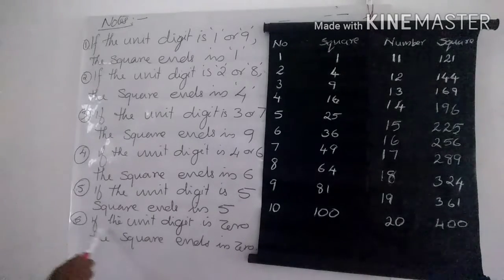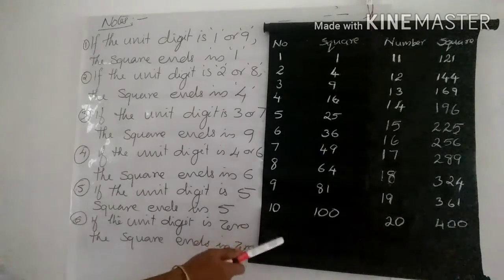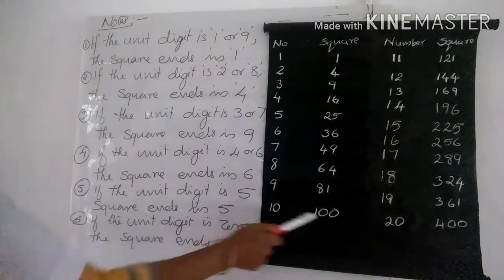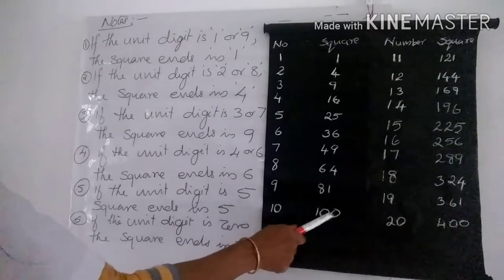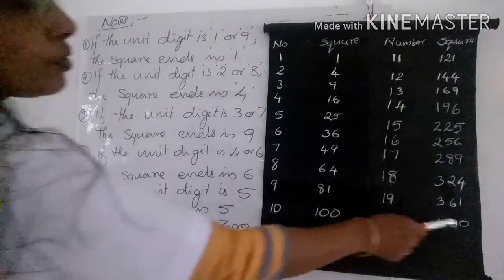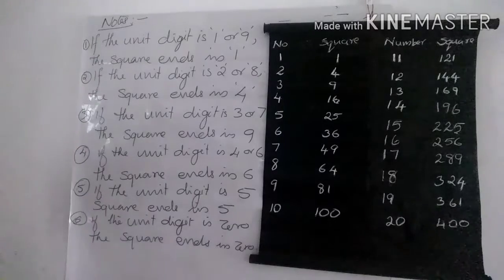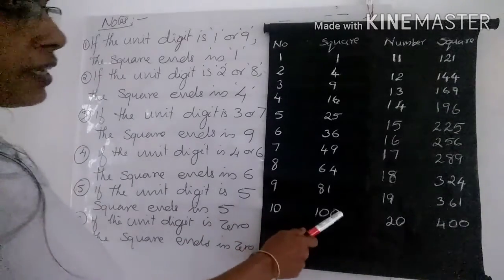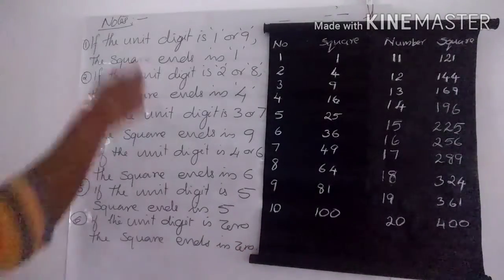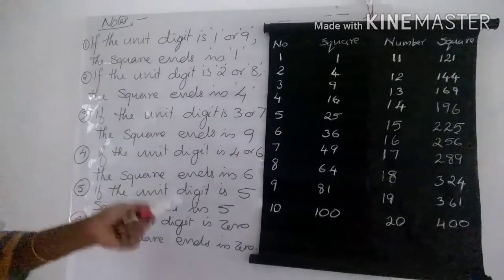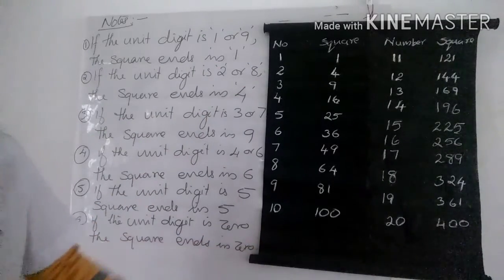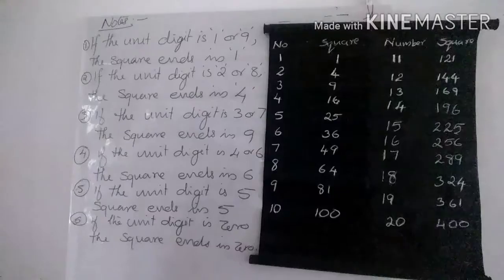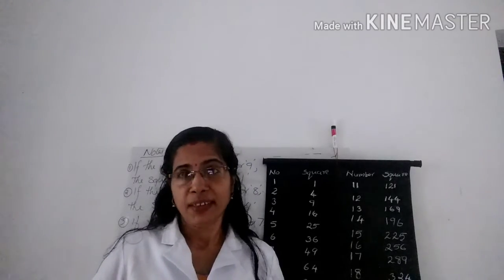Next, the last note: if the unit digit is 0, the square ends in 0 itself. Here 10, 2 zeros will be there. Here also 2 zeros. Anyway, we can say it ends in 0 itself. So these are the important notes. By observing this table, you can understand that. I hope everything is clear for you.